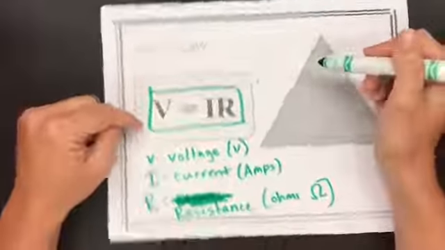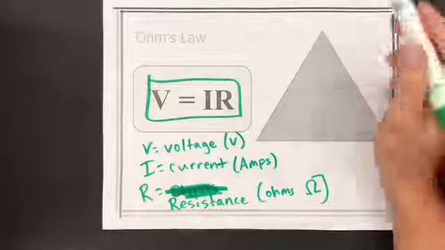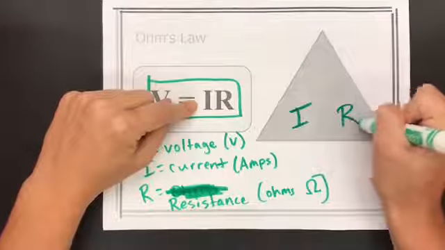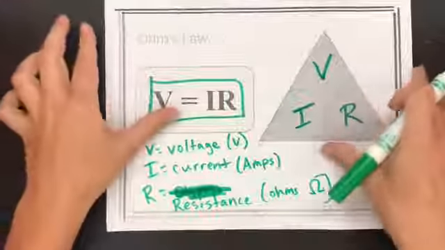Okay, now let's talk about our little triangle, because you know you got to do it. I and R are already multiplying, so they go to the bottom, and voltage goes on top.